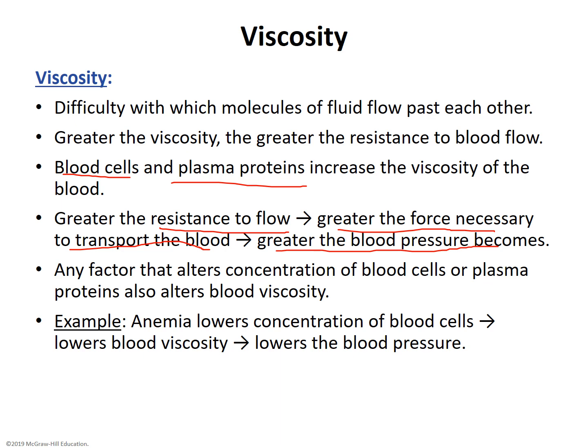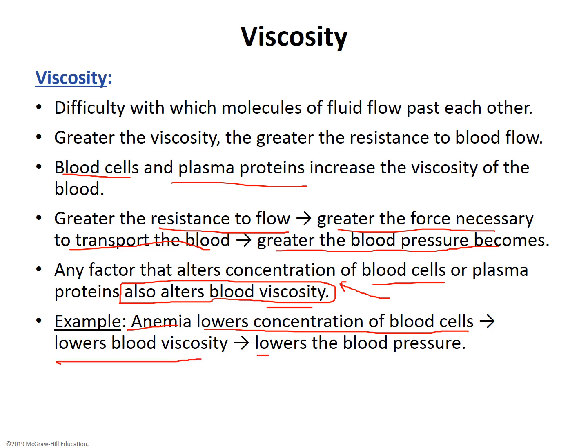Any factor that alters the concentration of blood cells or plasma proteins also alters blood viscosity, right? So if I am dehydrated, that's going to increase the concentration of the formed elements, which is going to increase viscosity. Anemia lowers the concentration of blood cells. It lowers blood viscosity, so it lowers blood pressure. Now, that's a bad thing.